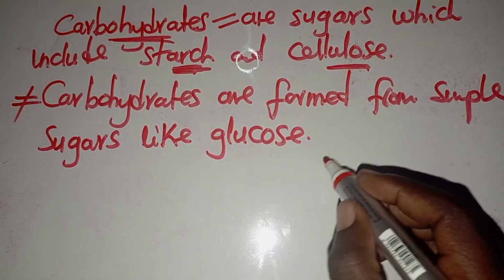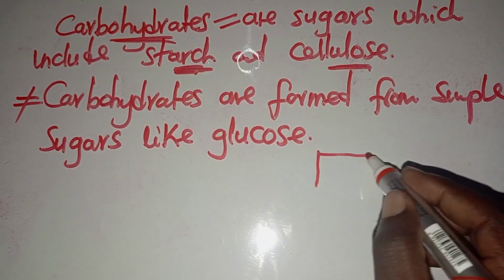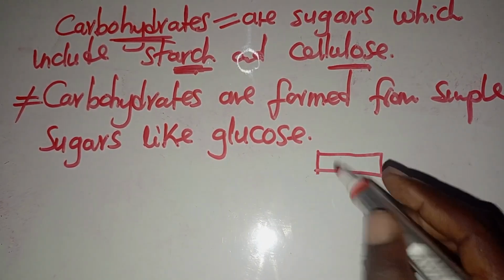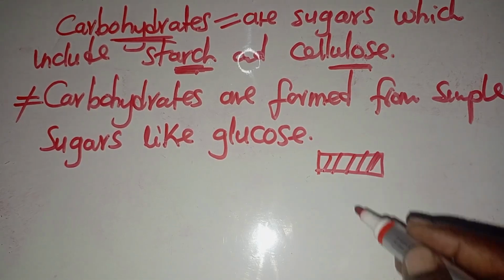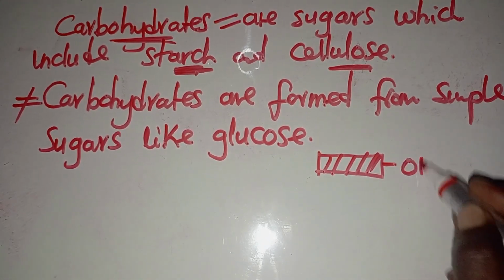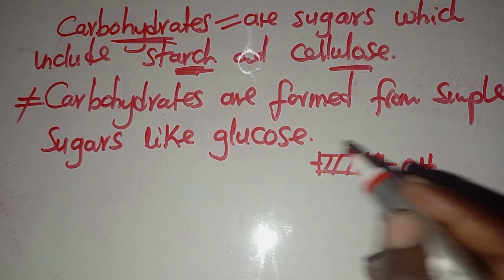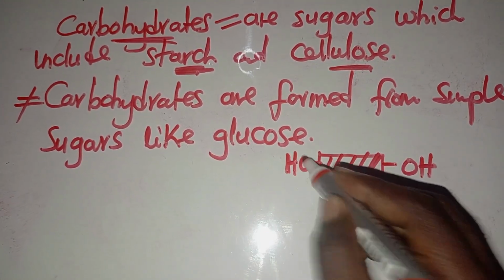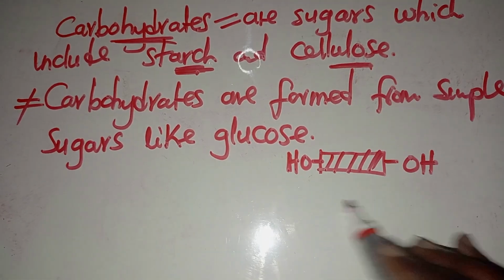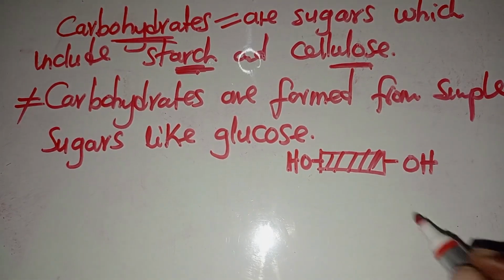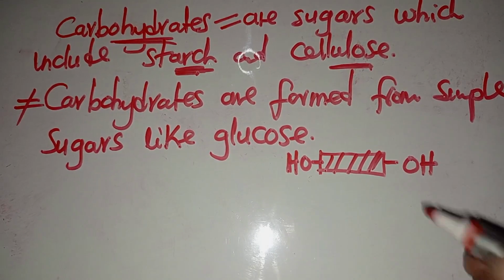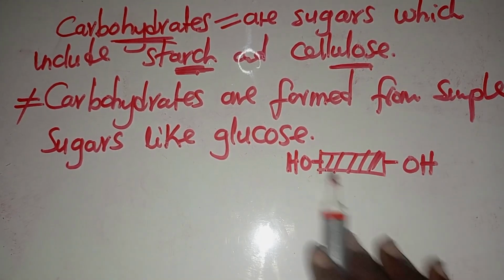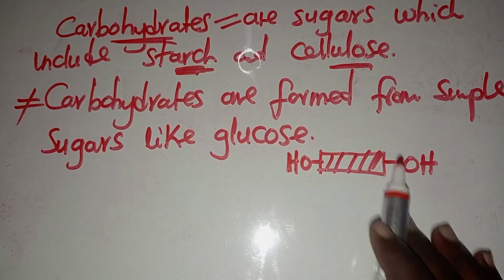We talk of this. It is just like this. So just put a shaded box like that. You put a shaded box here. Then you put OH here. Even this side you put HO. So this is a structure for sugar or glucose. It is like this. Have you seen? This is how it is.